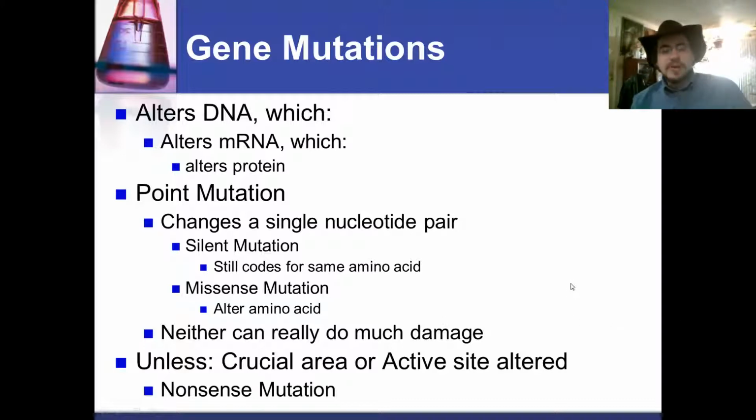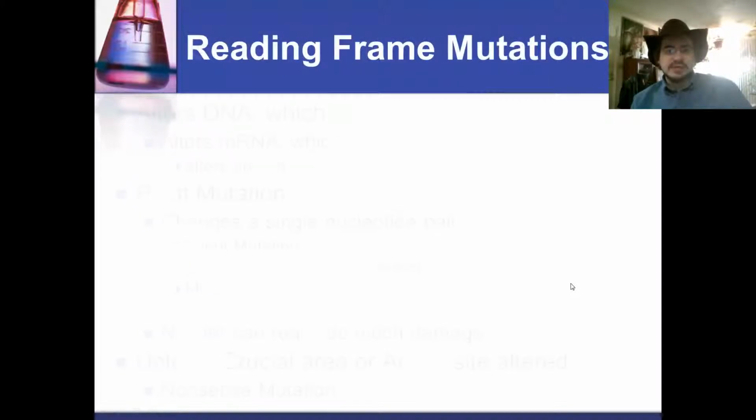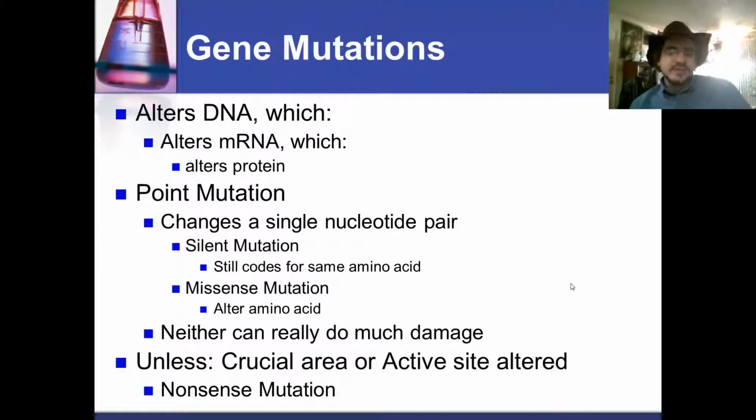However, there is the nonsense mutation. The nonsense mutation is when you completely screw up the resulting protein. It could be something as terrible as altering the active site. Even a single amino acid alteration in the active site could destroy the protein. The enzyme might not function at all.